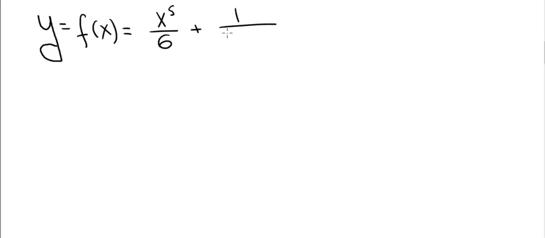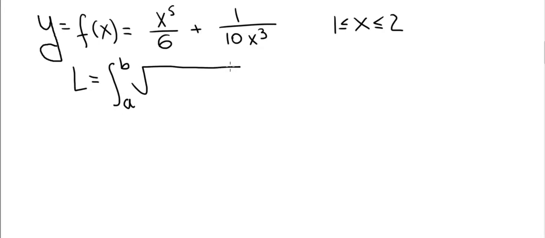Let's find the arc length of y equals f of x equals x to the 5th power divided by 6 plus 1 divided by 10x cubed over the interval 1 to 2. So recall that the arc length formula is the integral from a to b of the square root of 1 plus f prime of x squared. In our case, a is 1, b is 2, and f of x is written right here, x to the 5th over 6 plus 1 over 10x cubed.